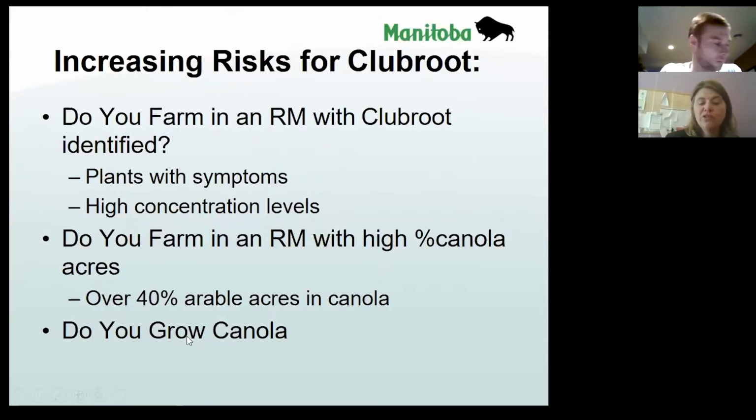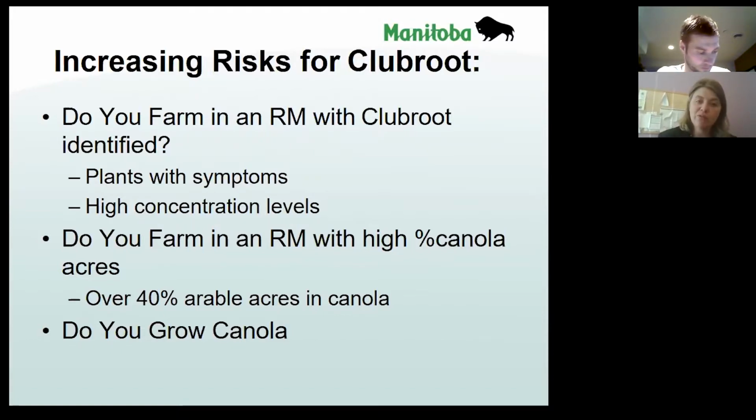So in the third one, do you grow canola? Every time you do grow canola, as I indicated before, if you do have clubroot, it just increases a little bit every year. So it is a host. Our shepherd's purse and wild mustard, anything within that brassica family of weeds, are all hosts. So anytime you grow canola, or maybe you aren't controlling those brassica weeds within that field, if clubroot is there, it's potentially increasing the spores in the soil. So those are our three main risk factors.